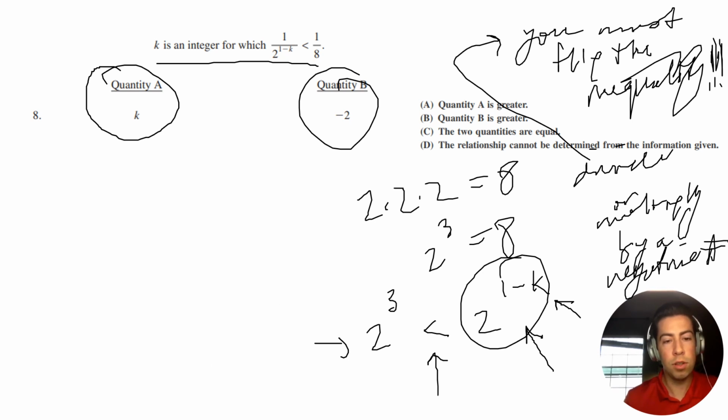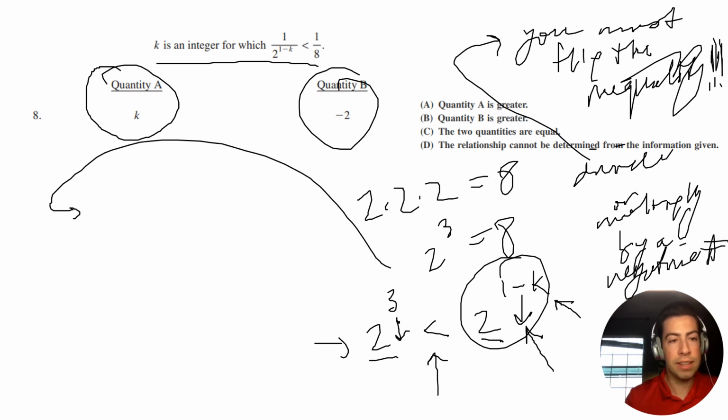So here's what's really cool about this. Now, guys, we have the same bases here. Look at that, they're both 2. So since we have the same bases on both sides, we can actually just get rid of the bases and drop down the exponents. So now, let's rewrite that out. I'm going to have 3 is less than 1 minus k.